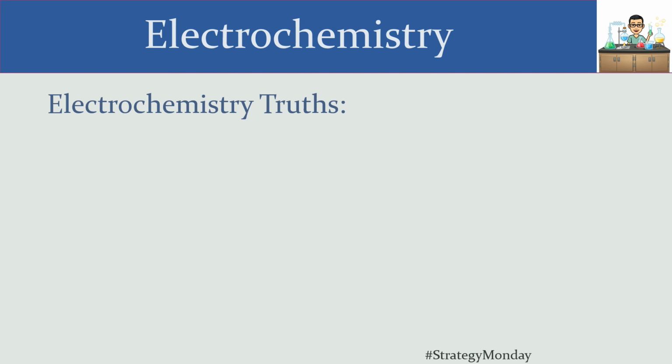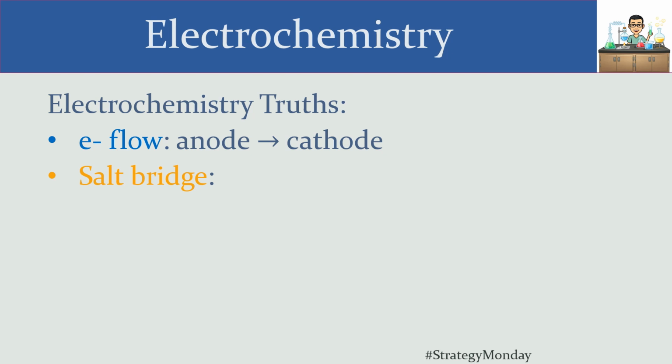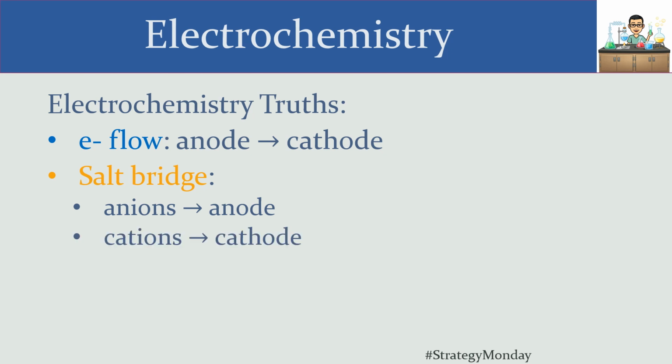So the first truth is that electron flow is always anode to cathode. It doesn't really matter if the reaction is spontaneous or non-spontaneous. Electrons are always going to flow from the anode to the cathode. If you have a salt bridge in your electrochemical setup, and a lot of times you do, anions are going to flow towards the anode. In fact, that's why the anode is called the anode. Anode is a word that's made up of electrode and anions. So anions always go to the anode, and as you may have guessed, cations always go to the cathode. So regardless of the situation, spontaneous or non-spontaneous, anions always go to the anode, and the cations from the salt bridge always go to the cathode.